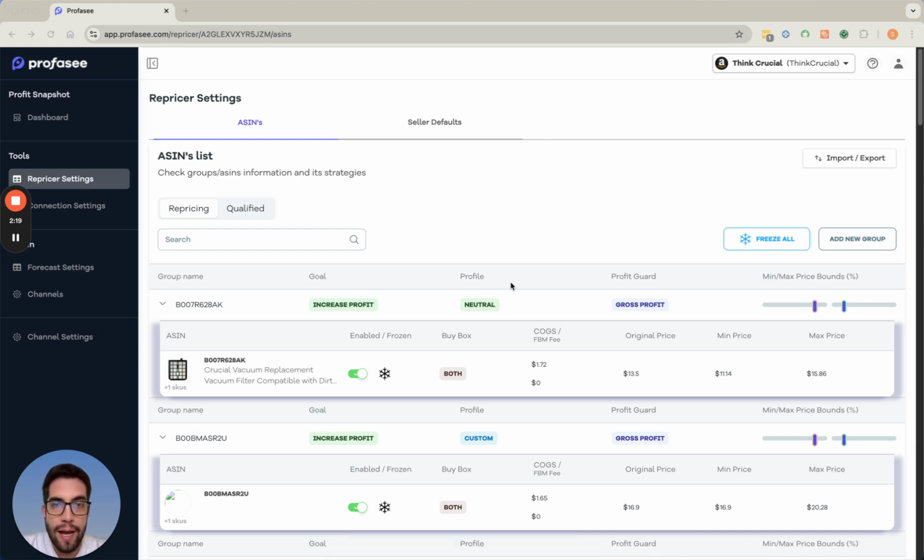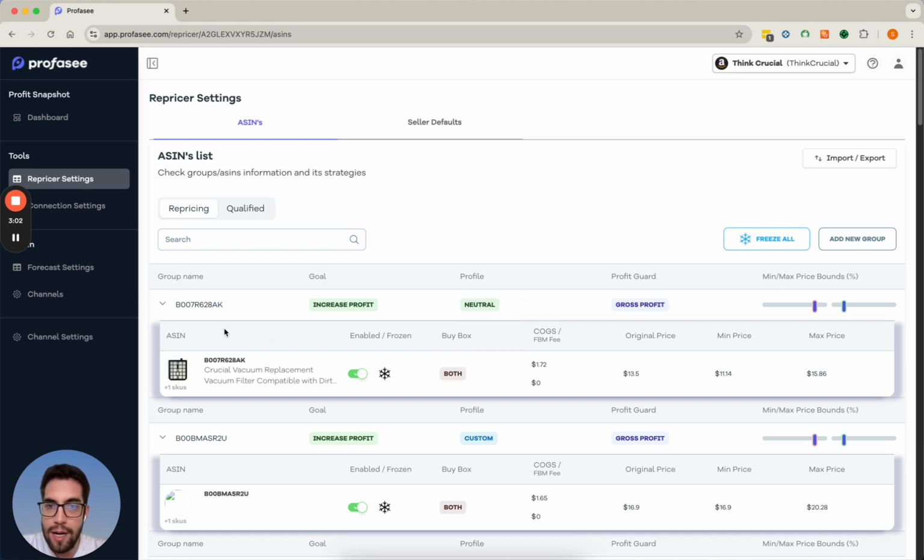Then we have profiles. The profiles define the boundaries of the maximum daily fluctuations and also the min and max price bounds. We have different presets that you can use. The neutral profile ranges from the original price plus and minus 17.5%, with a maximum daily fluctuation of 5%. Then we have the aggressive profile, which ranges plus or minus 25% from the original price, and the maximum daily fluctuation is 7.5%. That's the key difference, where it's a little bit more aggressive.